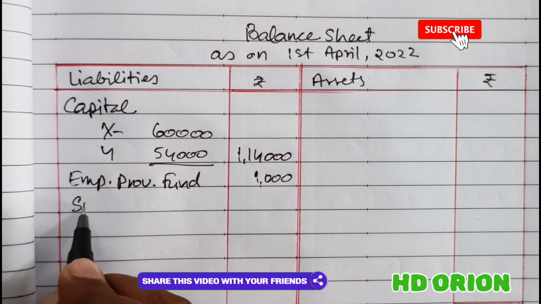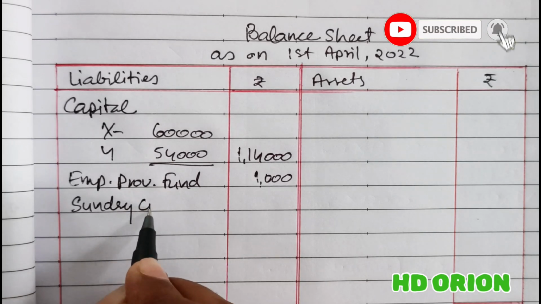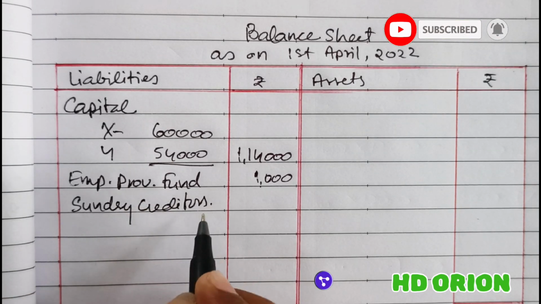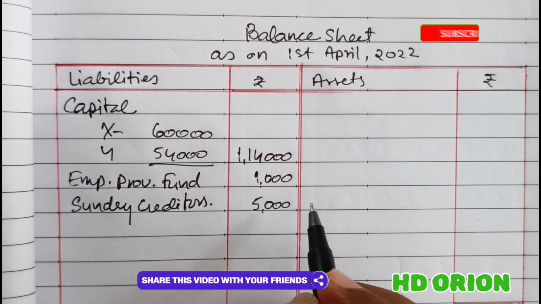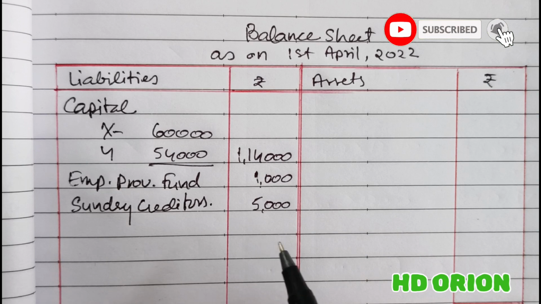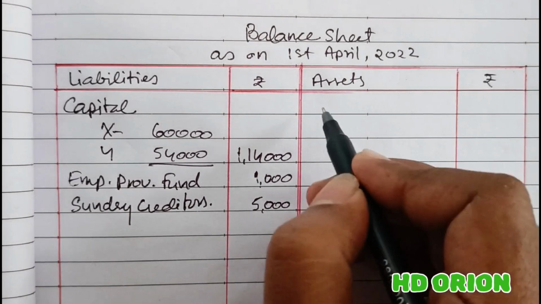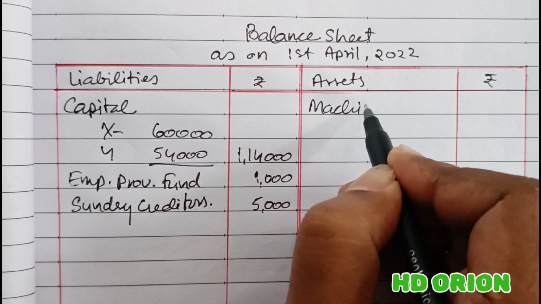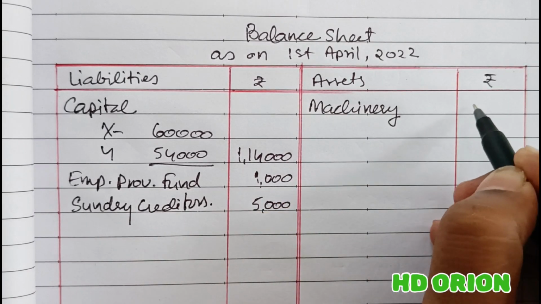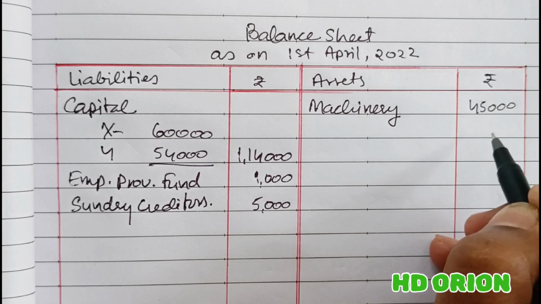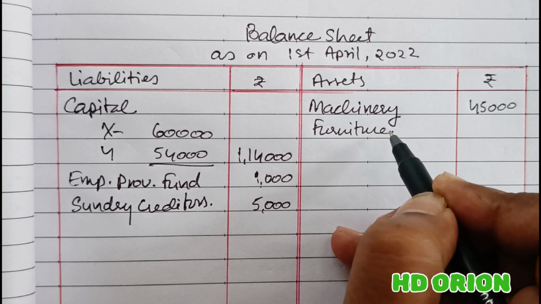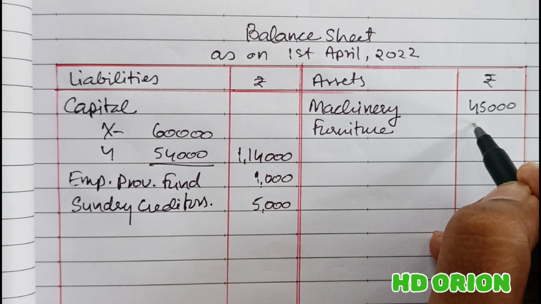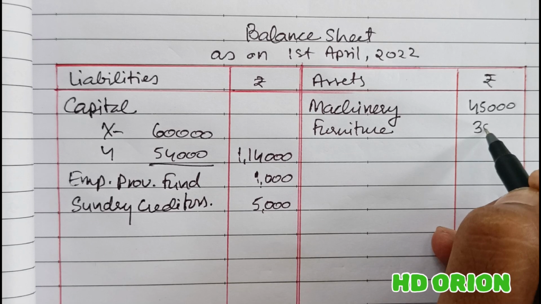Then sundry creditors, rupees 5,000 as it is. And to the asset side, goodwill, old goodwill rupees 8,000 has already been transferred to capital account. Then machinery, it is 45,000 rupees now. Earlier it was 38,000. Furniture, no change in furniture. It is 15,000.